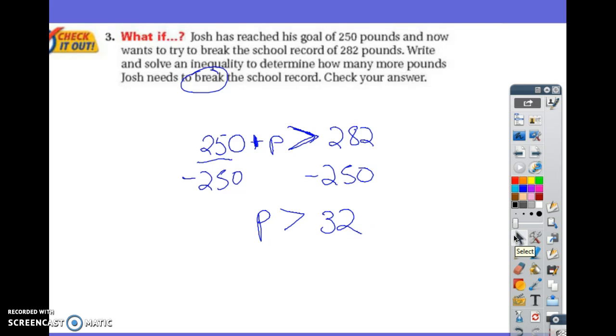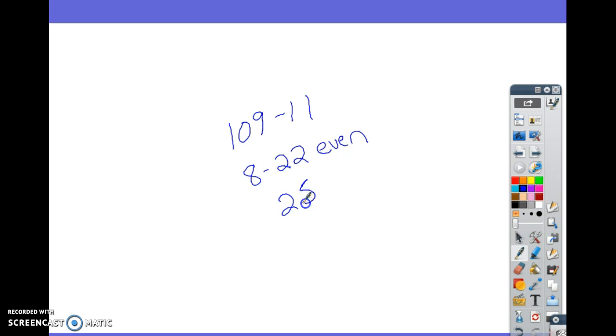Okay, here we go. All right, that's it. So the work for today is going to be 109 to 111, 8 to 22 even, number 25, and number 26 to 38 even. All right, have a good day, kiddos.